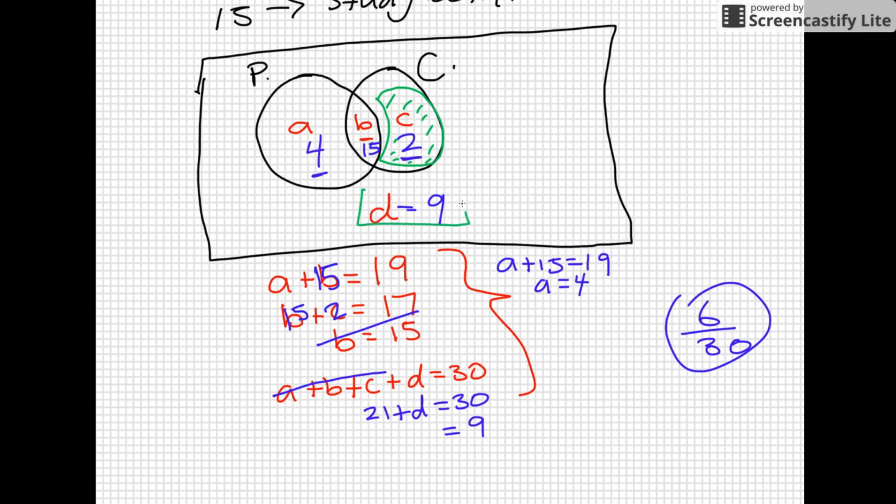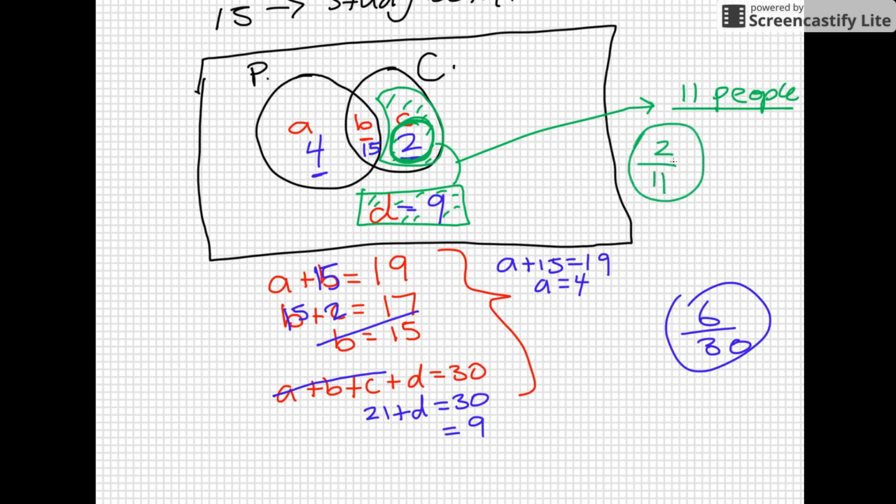These people who don't study any of those things, they also don't study physics. So we're dealing with this 2 and 9, which is 11 people. So that's the part referring to given that they don't study physics. Now, we want to know the probability that of these 11, someone studies chemistry. Well, there are 2 of those 11 who study chemistry. So 2 out of the 11 study chemistry. There's your answer.